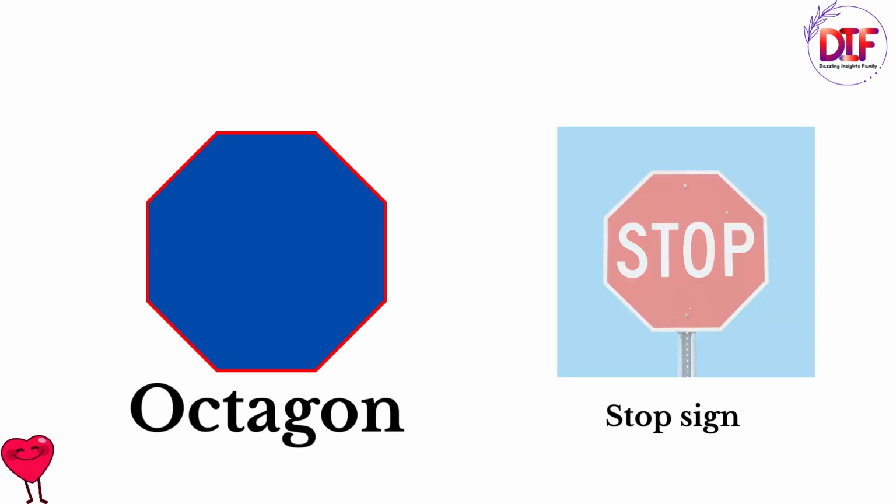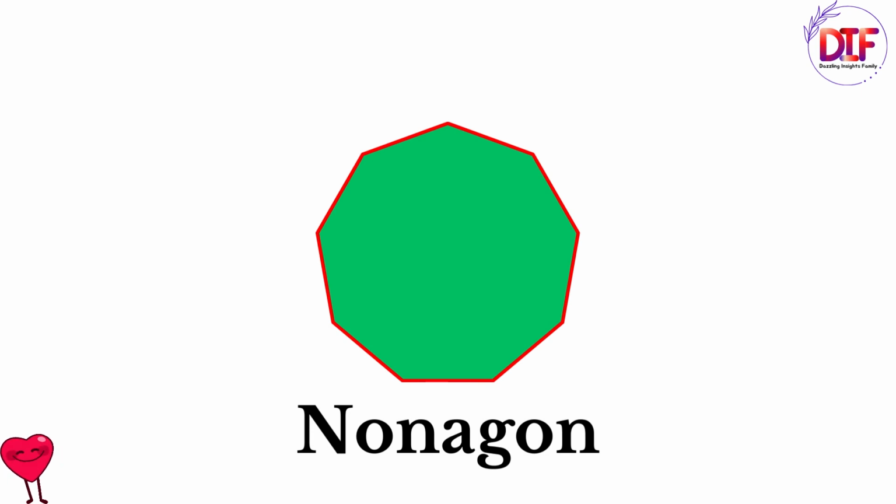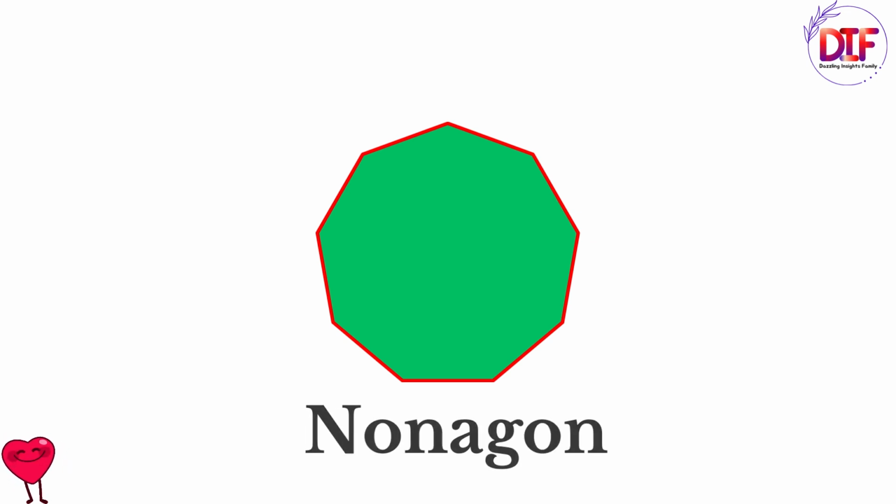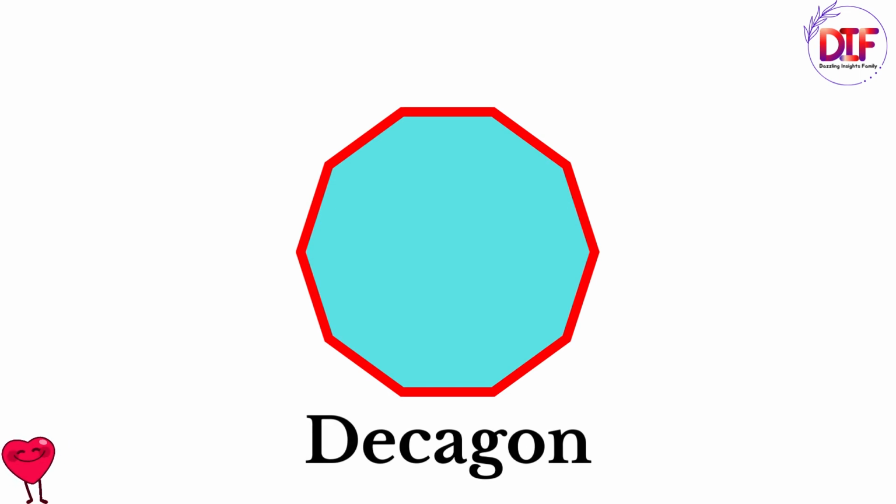And another shape that we have is nonagon. From the name nonagon, you should know it has 9 sides and also 9 corners. We can see the red lines highlighting those sides and corners for us. Okay, and another one we have is decagon. It has 10 sides and 10 corners. Alright.